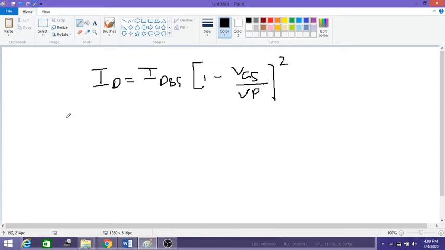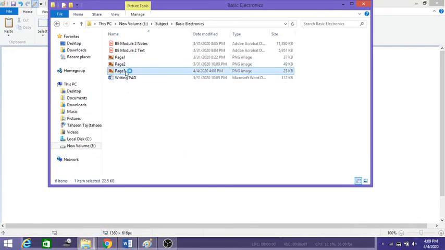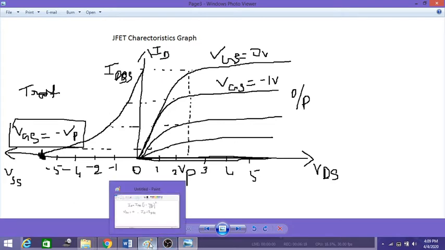Now in this equation we will consider a few things. If VGS is equal to 0, then what happens to this equation? In this equation, if VGS is equal to 0, then ID is equal to IDSS. It means, if you can see from the previous graph, now let me open this page again, when VGS is equal to 0, then ID you will obtain as the maximum, that is IDSS. So that you can obtain from this point, which is the point we have discussed.